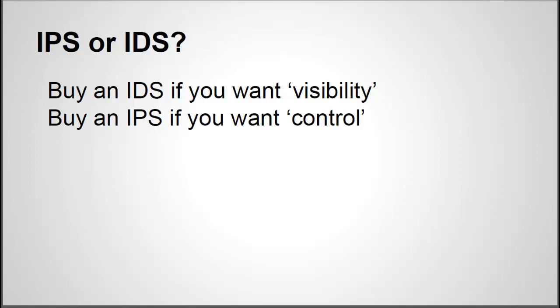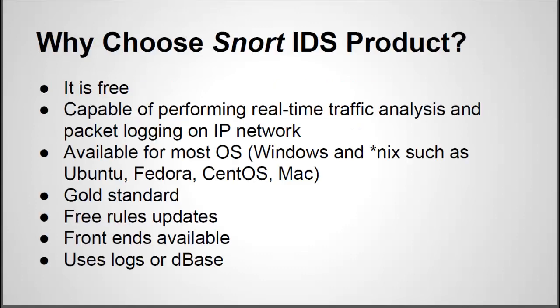Now, there are many different types of companies selling IDS or IPS systems, but why choose the Snort IDS product? Well, it's free, and it's capable of performing real-time traffic analysis and packet logging on the IP network. It's available for most OS: Windows, and Linux-like systems like Ubuntu, Fedora, CentOS, and Mac. Mac, if you guys don't know by now, is Linux. It's very much like Linux. It's the gold standard. There are free rules updates. There are front ends available, and it uses logs or a database.